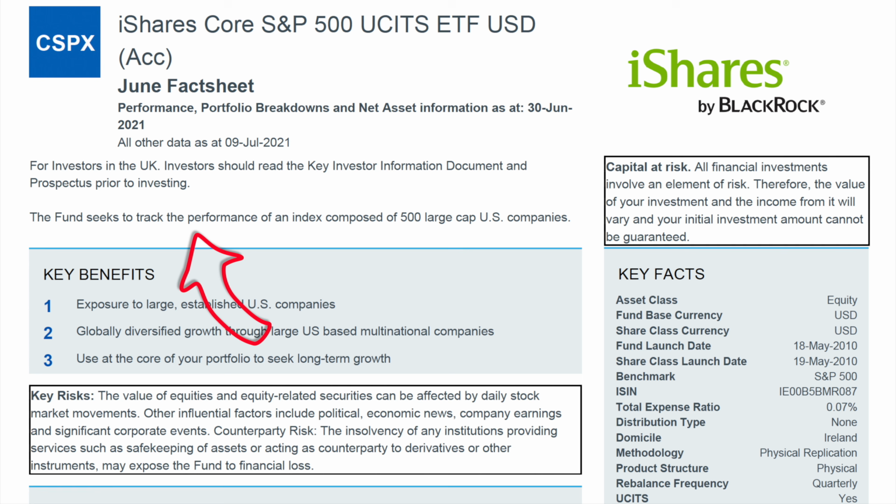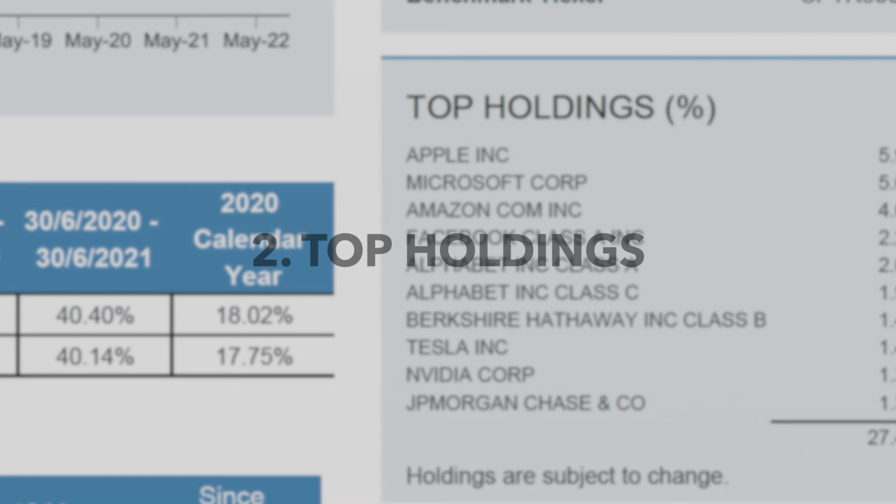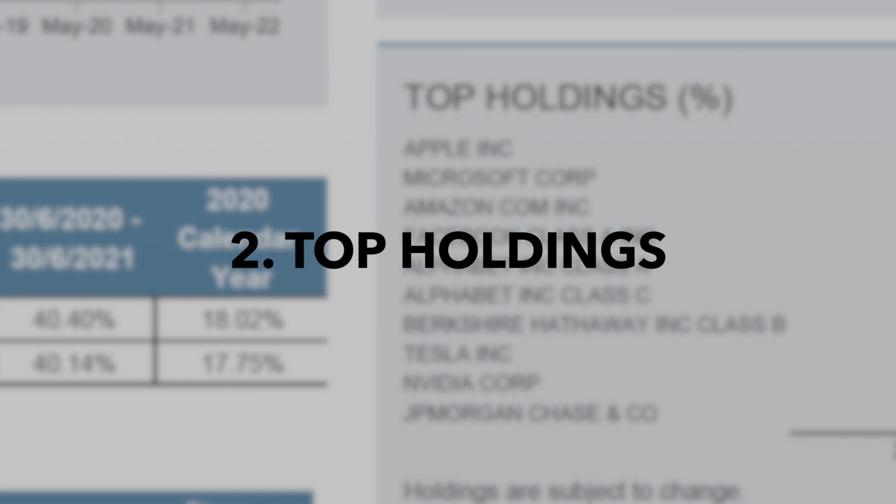So for example, this fact sheet for the Ireland domicile S&P 500 ETF tells you that the fund seeks to track the performance of an index composed of 500 large cap US companies. But having said that, 500 large cap companies is just a blanket statement and it doesn't really tell you much, so you will need to dive deeper by looking into the underlying assets or top holdings in the ETF.